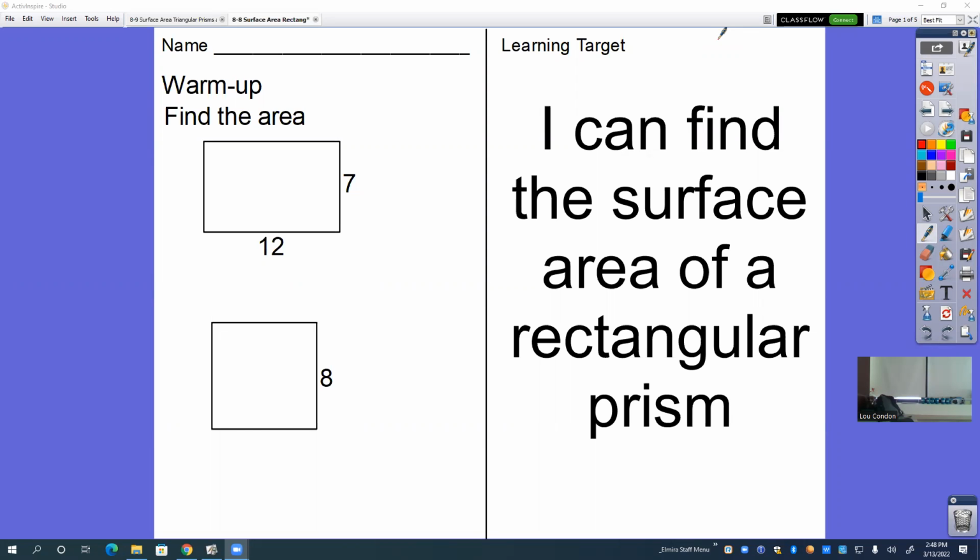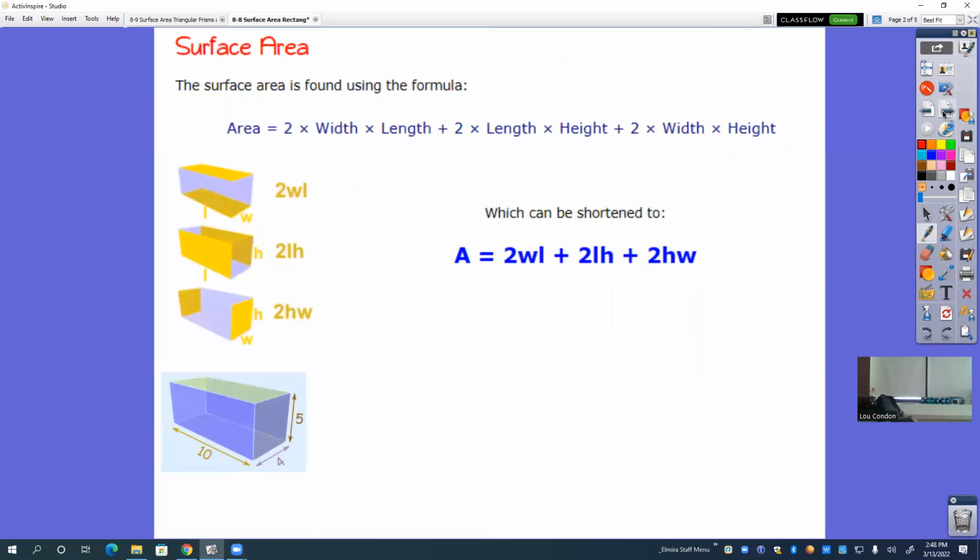Chapter 8, Lesson 8, finding the surface area of a rectangular prism. Surface area. The surface area is found using the following formula. Area equals 2 times the width times the length plus 2 times the length times the height plus 2 times the width times the height.